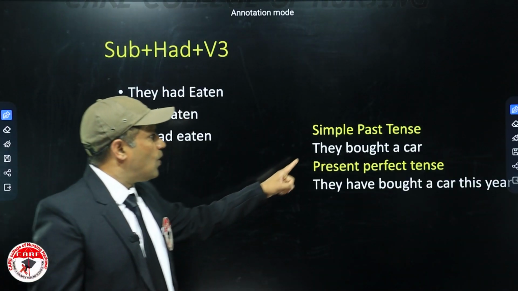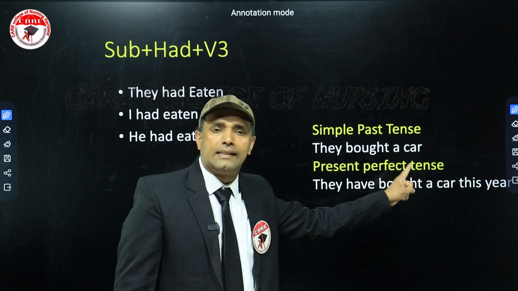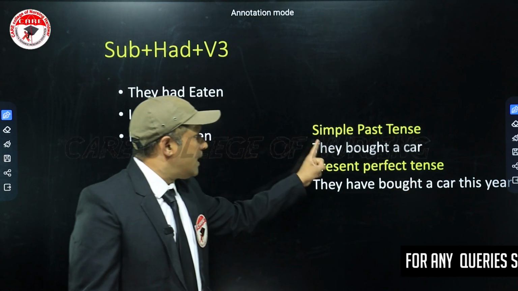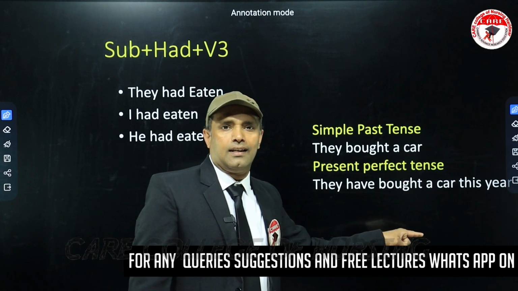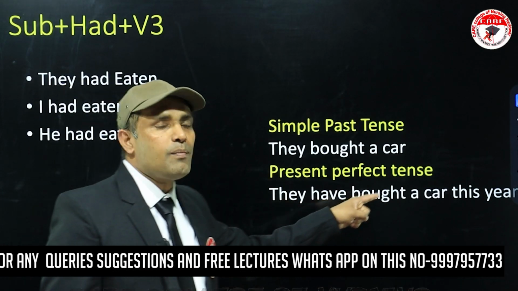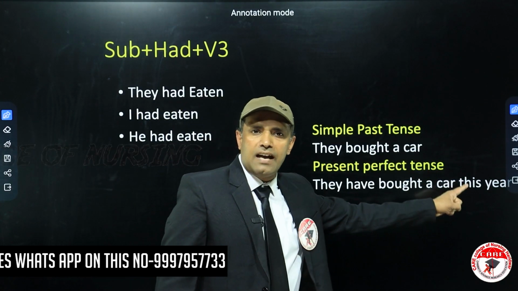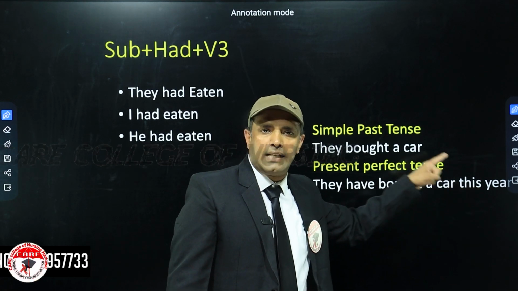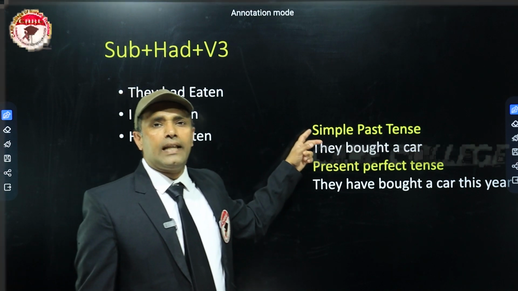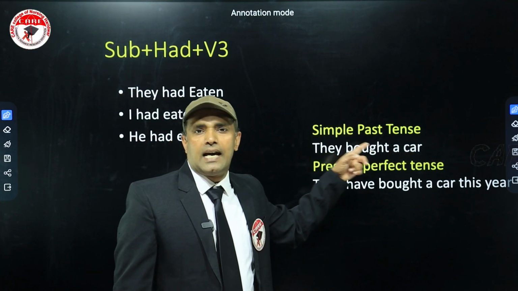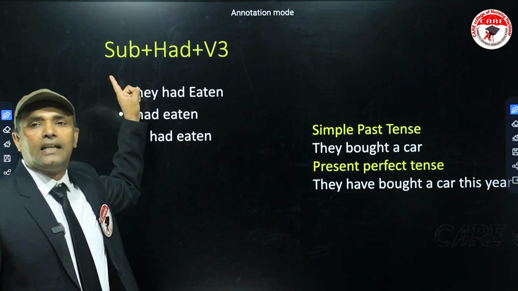All right. So they bought a car. That's a past event. That's a past action. The action is complete. They have bought a car this year. So when you say they have bought a car this year, that means the action is complete, but the time frame is actually not yet finished. So that is the difference. In another video, I have already explained in detail the difference between simple past and present perfect tense. But today the scope of the video is to explain past perfect tense.